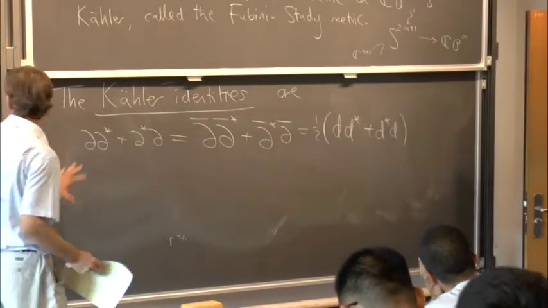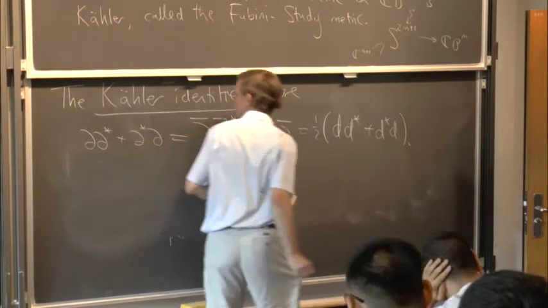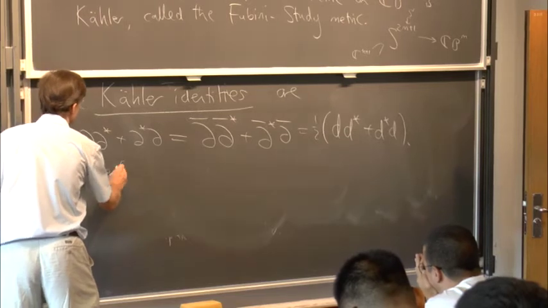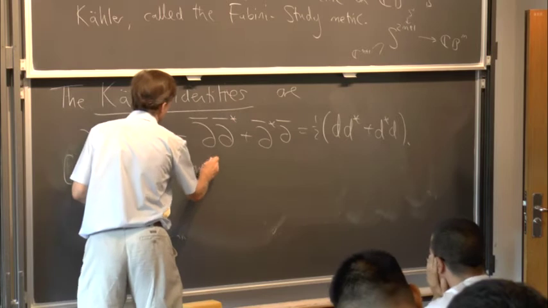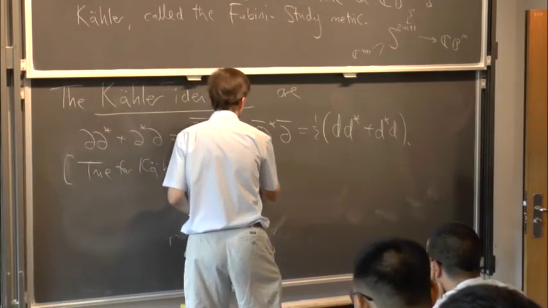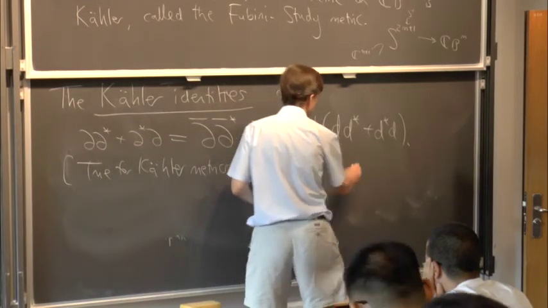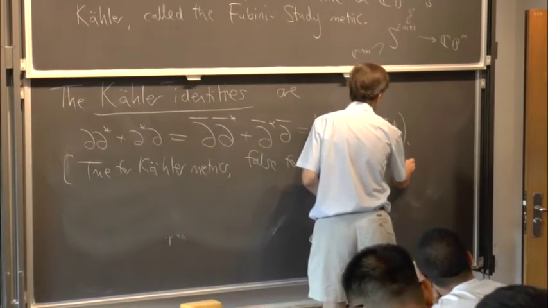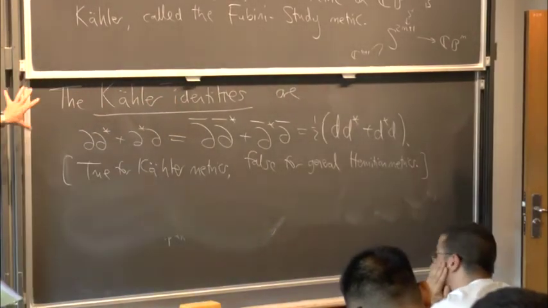So these operators on a Kähler manifold just satisfy these. So this is true for Kähler metrics on a complex manifold, but it's actually false for general Hermitian metrics. So although these make sense for a Hermitian metric, they're not necessarily true.